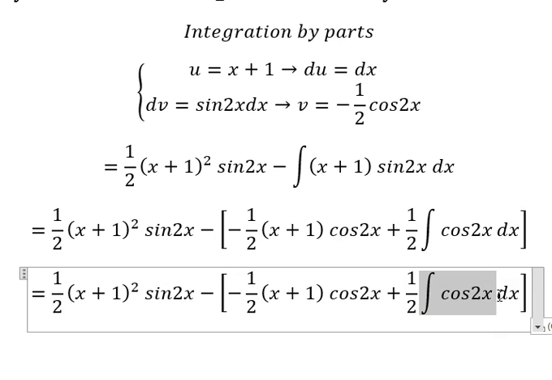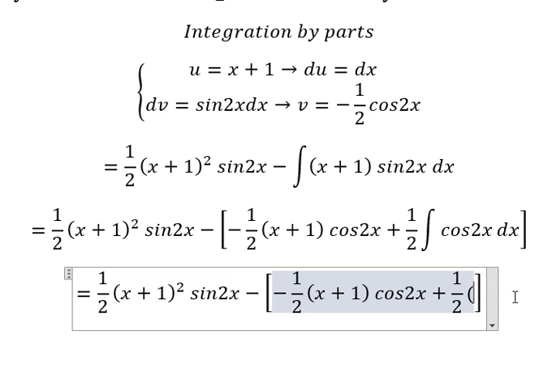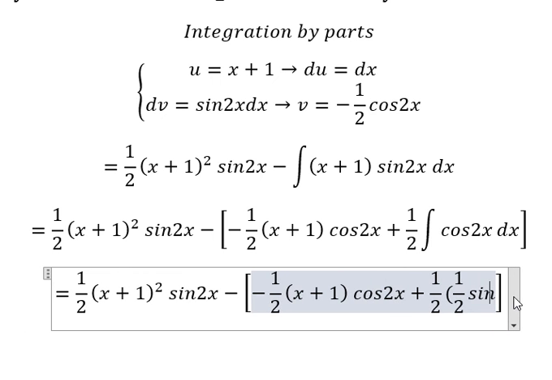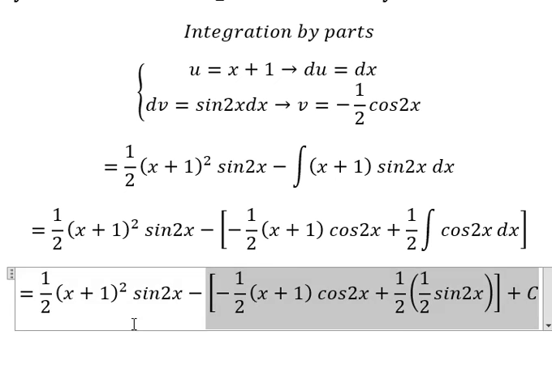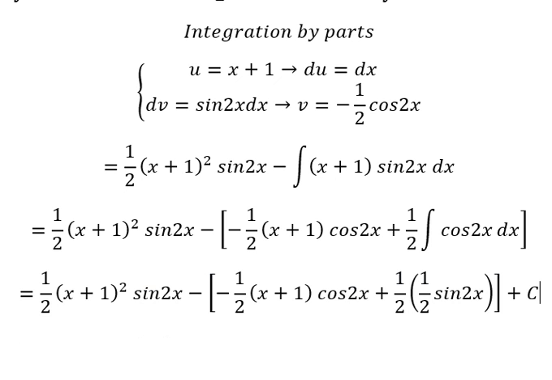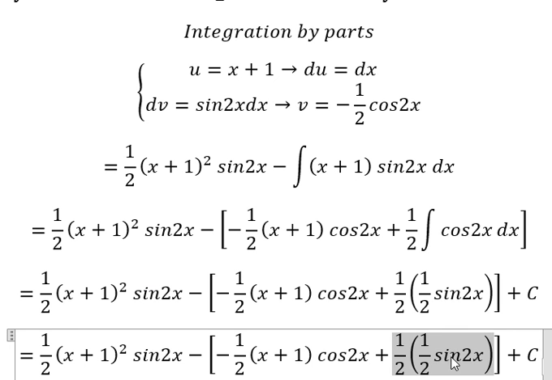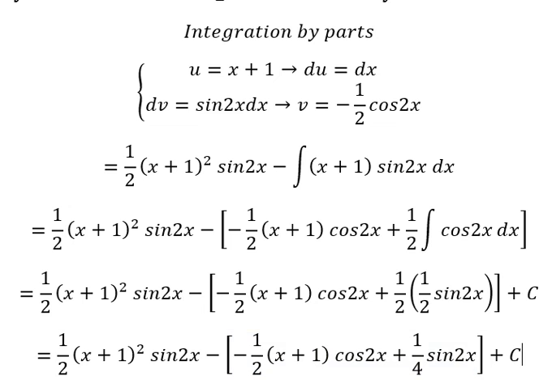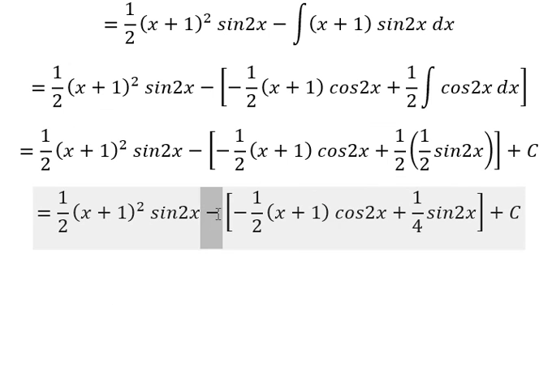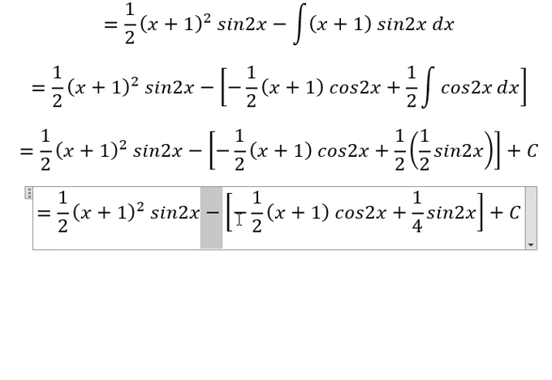The integration of this one, we have 1 over 2 sine 2x, and then we put the sign here. So this one, we have 1 over 4 sine 2x. Later, we have the negative sign here. Negative with negative, you get positive. Negative with positive, you get negative.